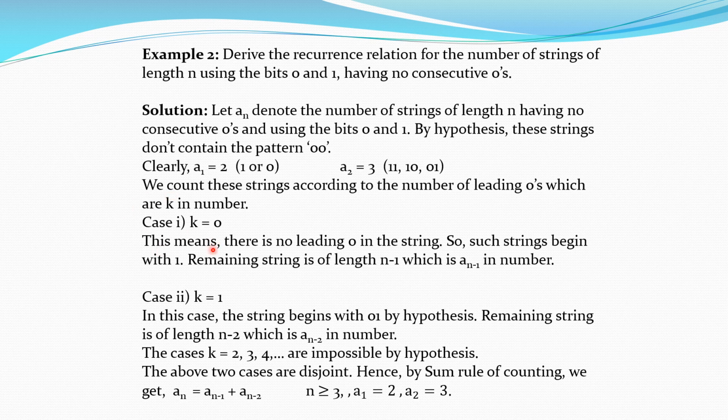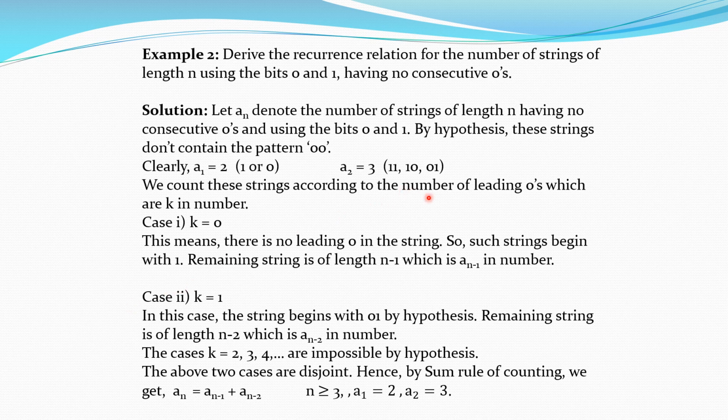Now, as we are forming a string of length n, already the first place is filled by 1. So the remaining n minus 1 places we have to fill using 0 and 1 without consecutive zeros. So by definition of a_n, that is nothing but a_(n minus 1). That means there are a_(n minus 1) ways of forming a string of length n minus 1 using 0, 1 without consecutive zeros.